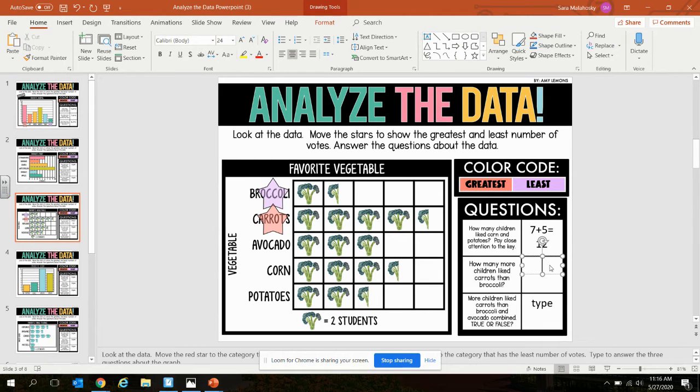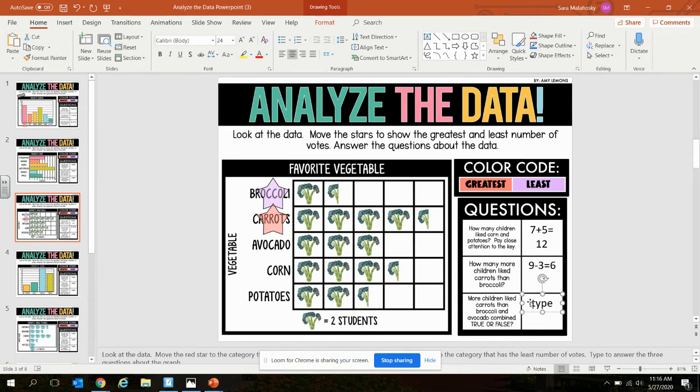How many more children liked carrots than broccoli? Well, if we look at carrots, we've got 2, 4, 6, 8, and here's half. So that's 1. So 2, 4, 6, 8, 9 kids like carrots. And we're doing how many more? So we're looking for the difference. So we're subtracting. Let's look at broccoli. Broccoli has 2 and 1, 3. 9 minus 3 is 6.